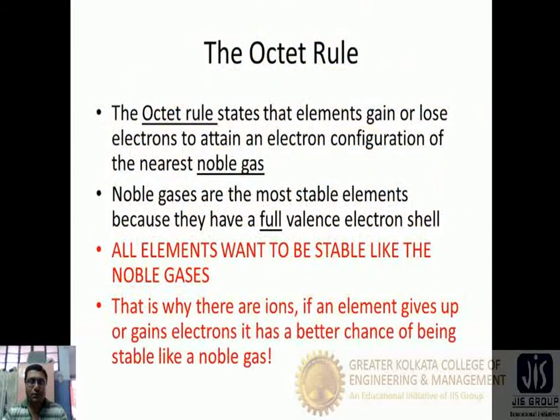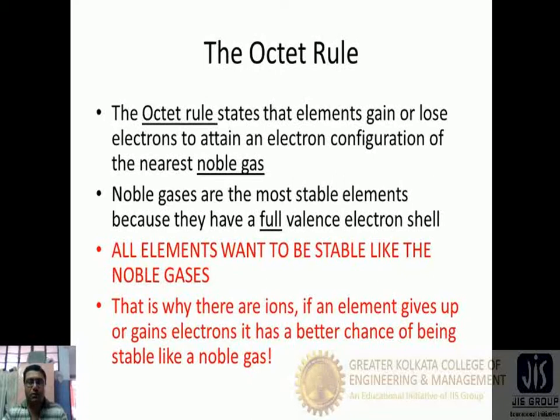So the octet rule is an important rule in the semiconductor. The octet rule states that elements gain or lose electrons to attain an electron configuration nearest to the noble gases. The noble gases are the most stable elements because they have a full valence electron shell. All elements want to be stable like the noble gases. That is why there are ions. If an element gives up or gains electrons, it has a better chance of being stable like a noble gas.